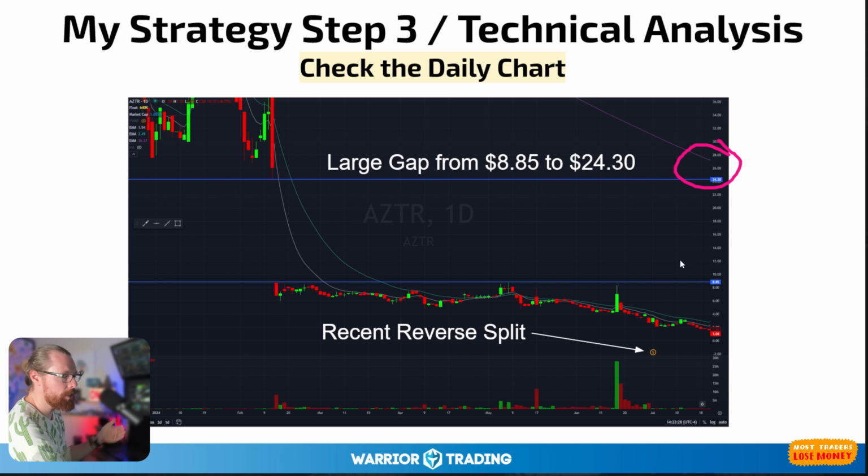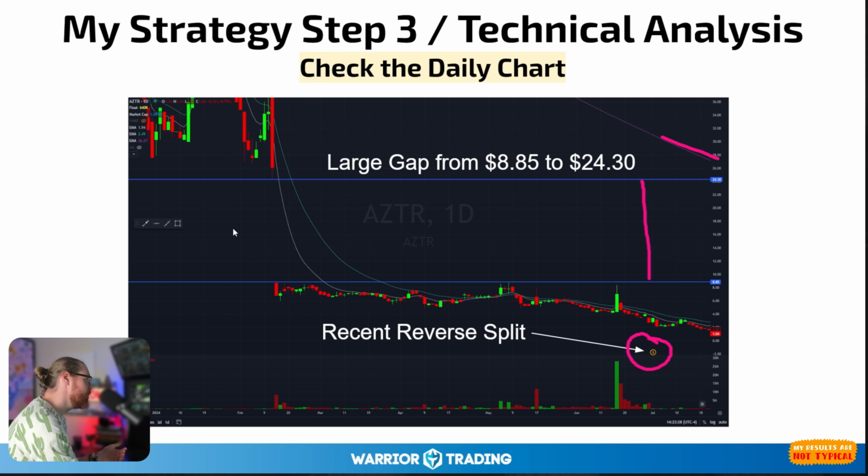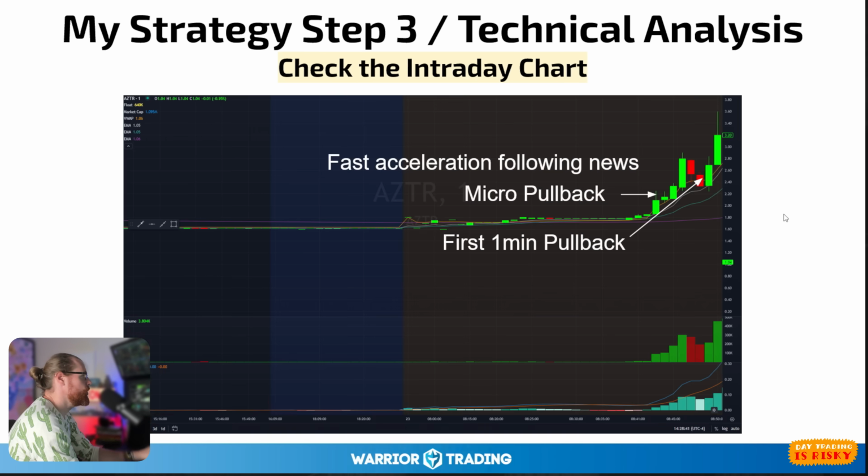So now my due diligence on the chart is: nice gap, lots of room to the 200, recent reverse split, which has the effect of reducing the float of the stock, and we have news today. So check, check, check. This is all looking good. So that's the daily chart. Now we look at the intraday chart.